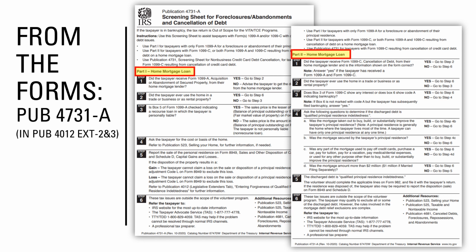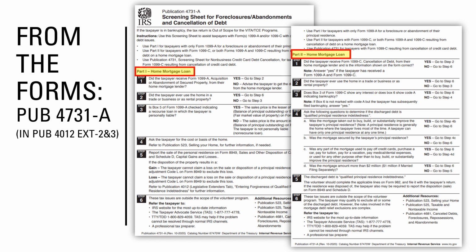We can handle some of this, but these tax situations can get very complicated very quickly, and so we really want to make sure ahead of time that we are only preparing returns that are in scope for our program. Part 1 is for when a taxpayer comes in with only a 1099-A. Then we can go through the questions to determine whether we are able to do this type of foreclosure, and it gives us a little information about how we're going to be treating it.